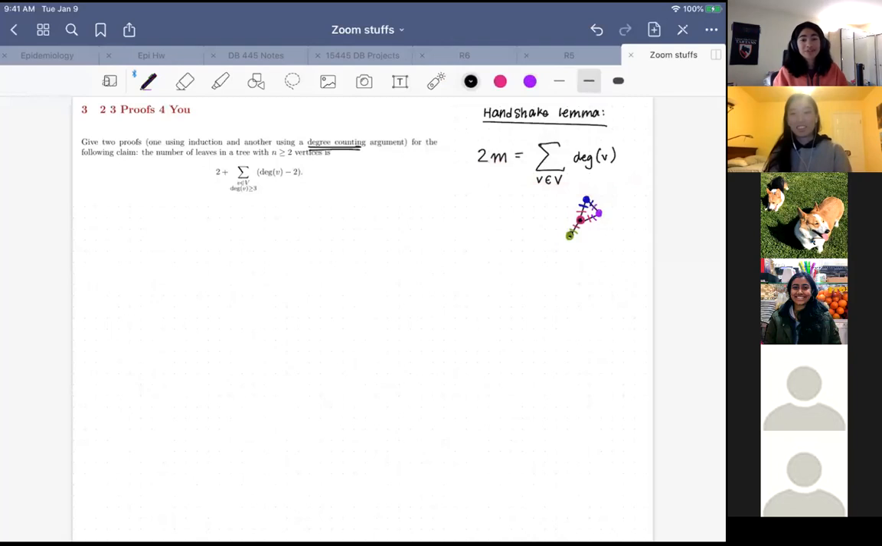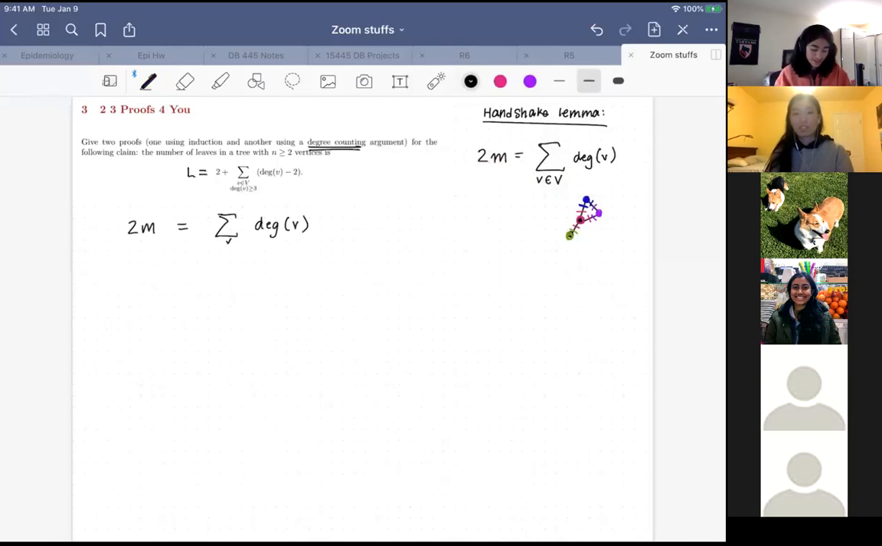But the point is, whenever we're doing these degree counting arguments, the general strategy is you're either going to cite the handshake lemma somewhere, or you're going to start off with the handshake lemma and do some algebraic manipulation, some reasoning, and get it to where you want it to be. So what we want is that the number of leaves in a tree with n greater than or equal to 2 vertices is equal to this summation. So we can go ahead and start off with the handshake lemma. So the sum over V.